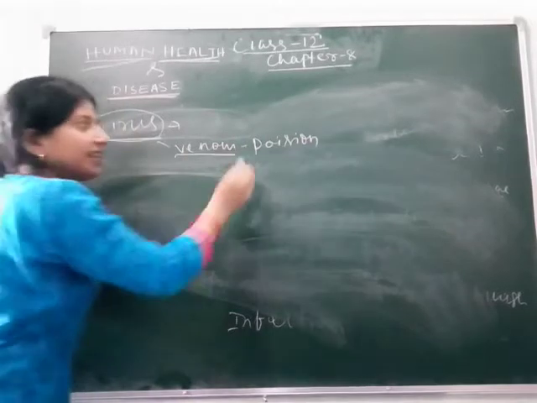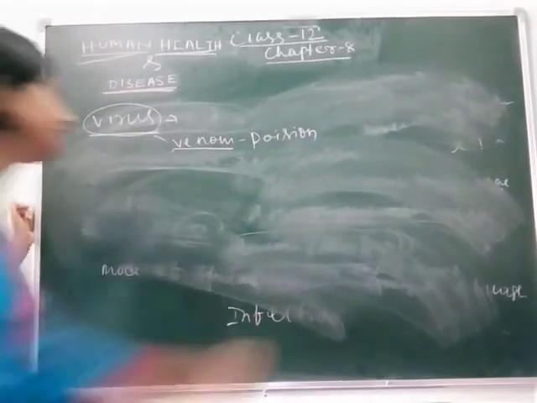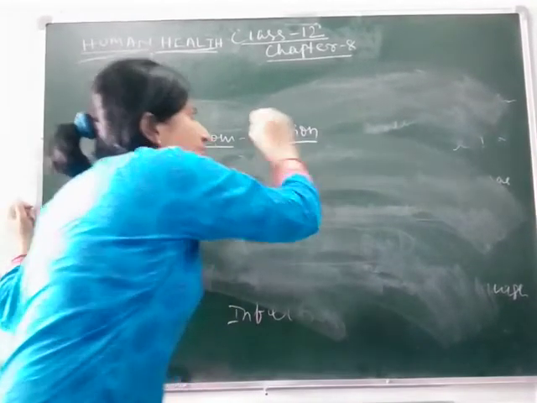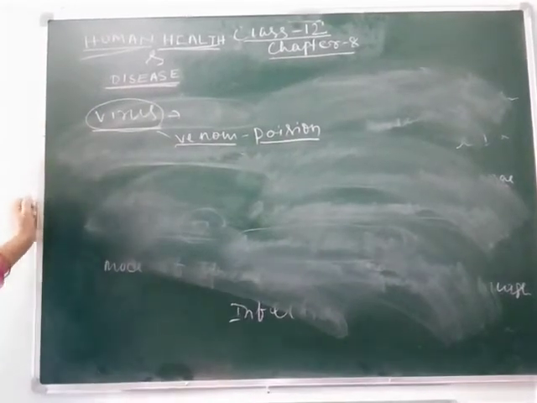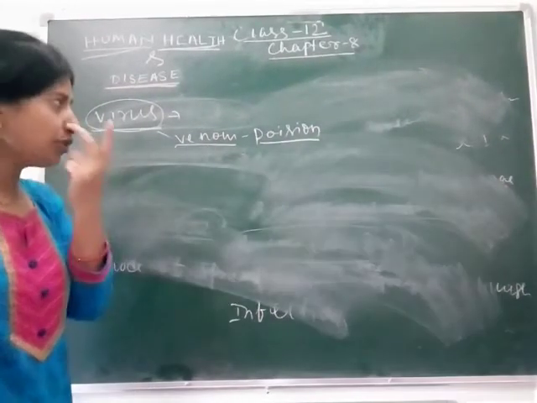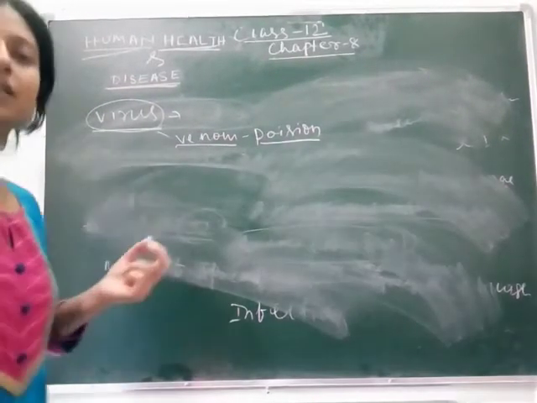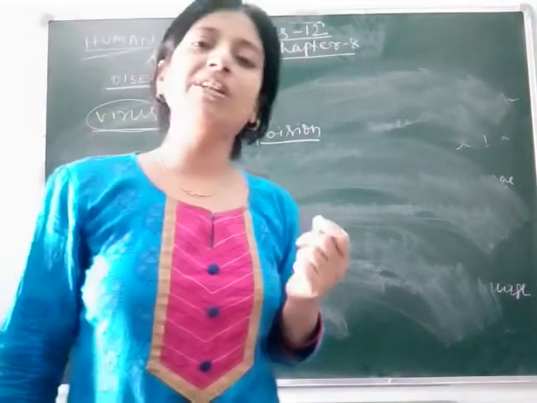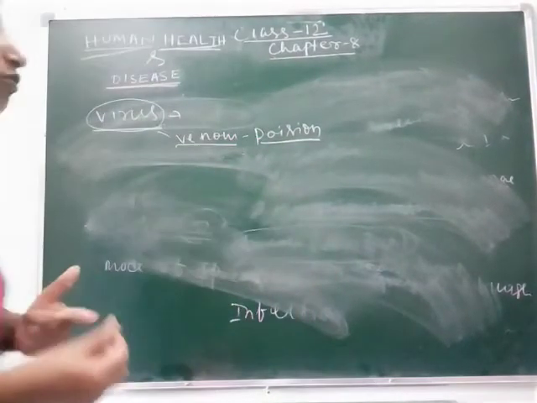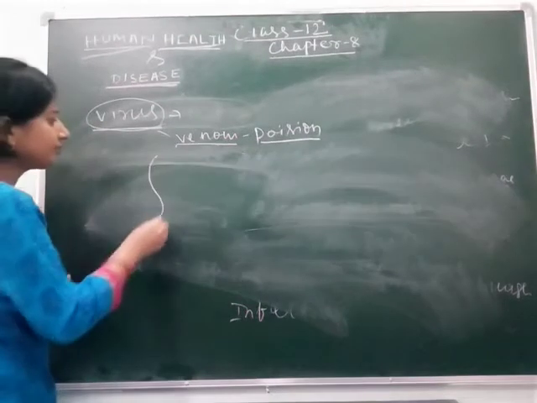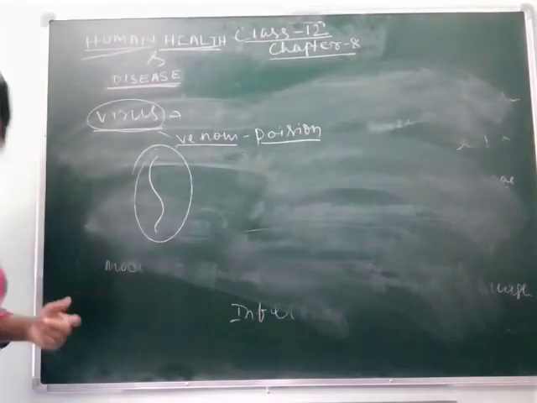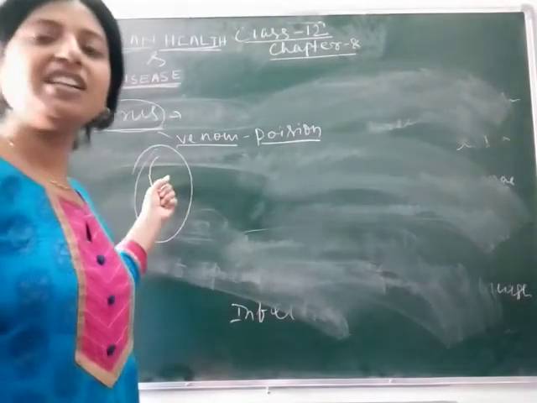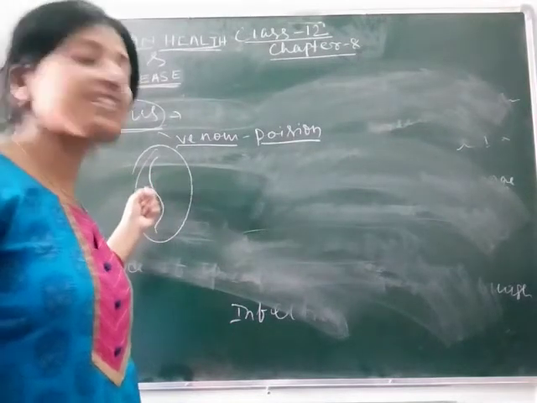Virus means venom, and venom means poison. It secretes a poison which infects the person. So what is this poison? As we know, viruses have either a single RNA strand or a single DNA strand. Around the RNA strand, there is a protein coat which protects the viral genetic material inside it.